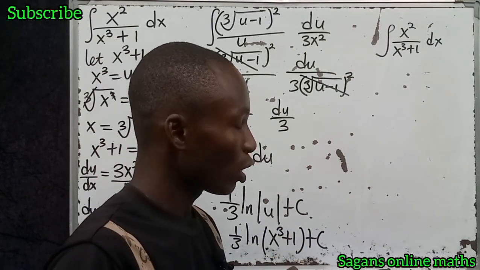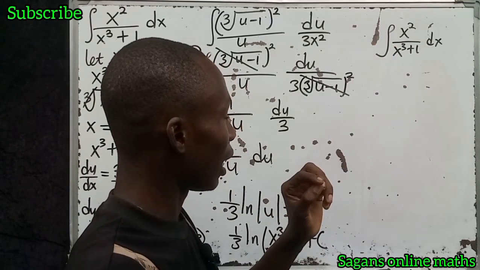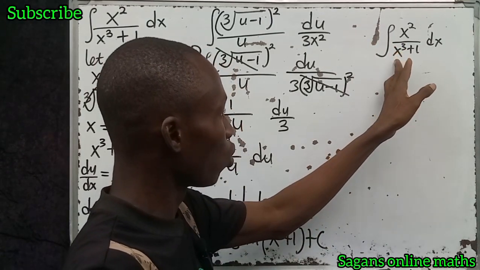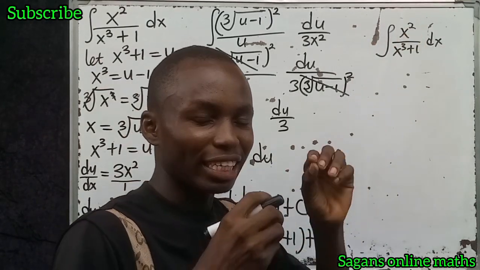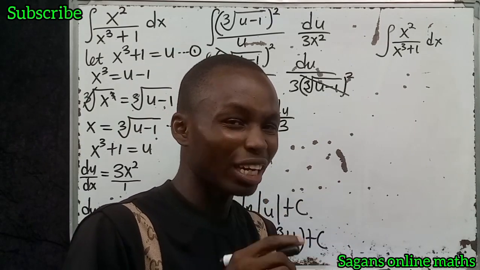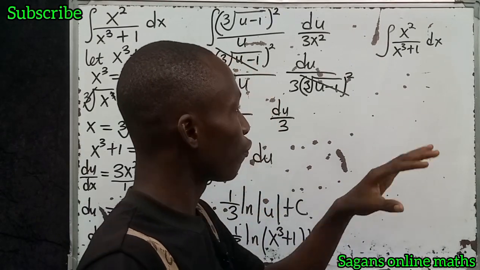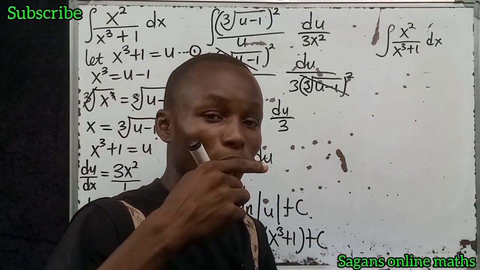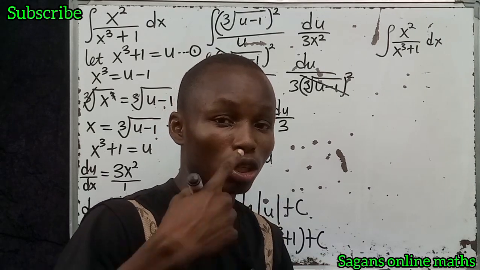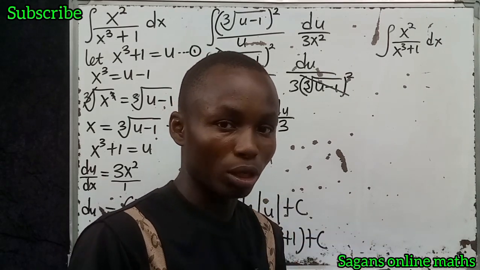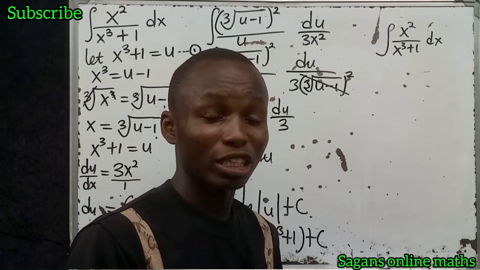Now, take note of this. Whenever you have a function like this, and when you differentiate the denominator, it looks exactly like the numerator, just take the natural logarithm of the denominator. Take note of that, it's very important. Whenever you have a function, and if you differentiate the denominator of that function, it looks exactly like the numerator, take the natural logarithm of the denominator, and that is the answer. And don't forget your plus integration constant.